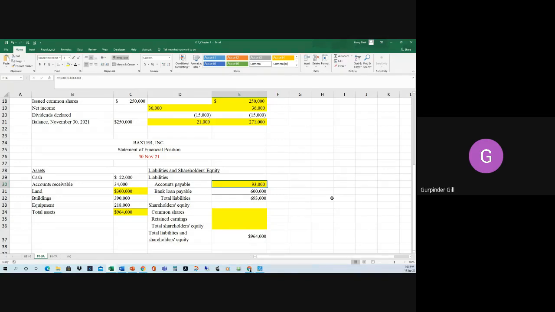What about the shareholder equity section? How do we get that? Because we are missing the common shares, we are missing the retained earnings, and we have no idea what total shareholder equity is.